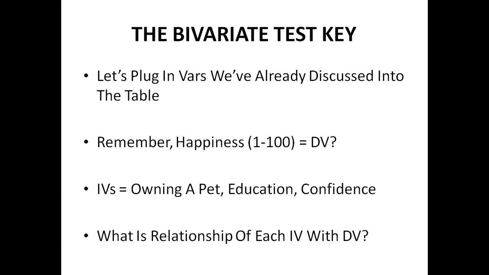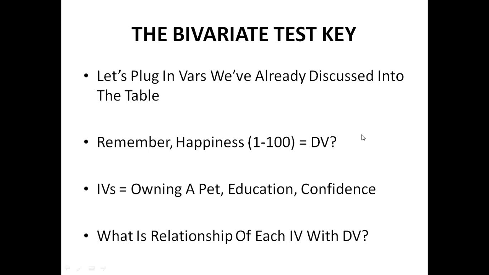So let's plug in the variables we've already discussed into this table to make it a little more user-friendly and detailed. Now remember, we said in the beginning we have happiness. We were trying to describe happiness. That was our dependent variable. So we're going to make our independent variables all the other variables we've discussed: owning a pet, education, and confidence.